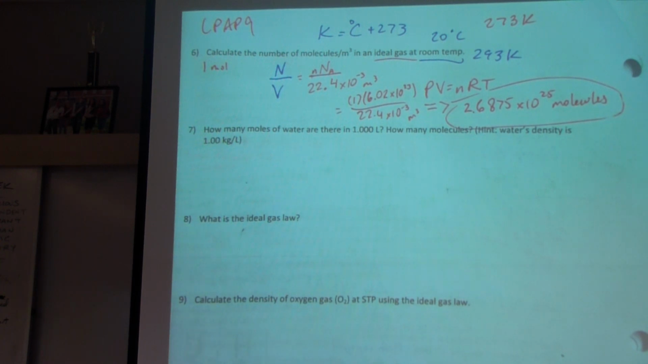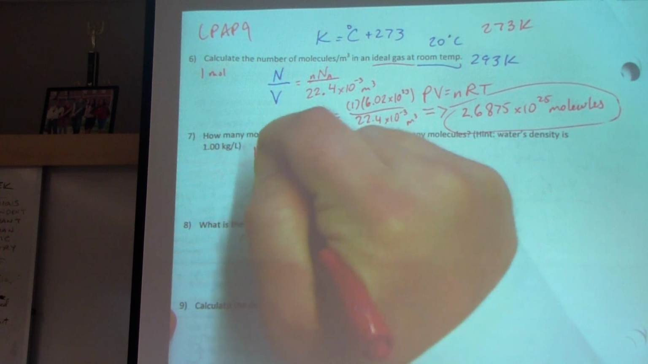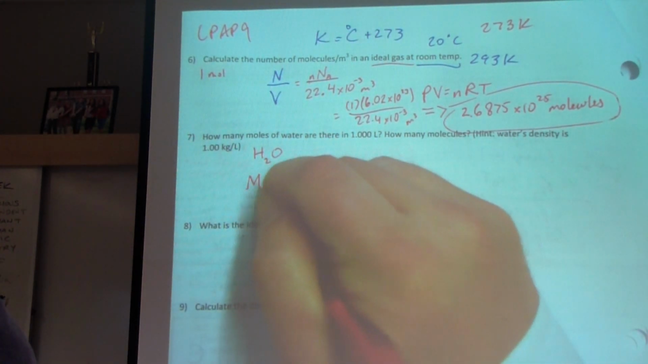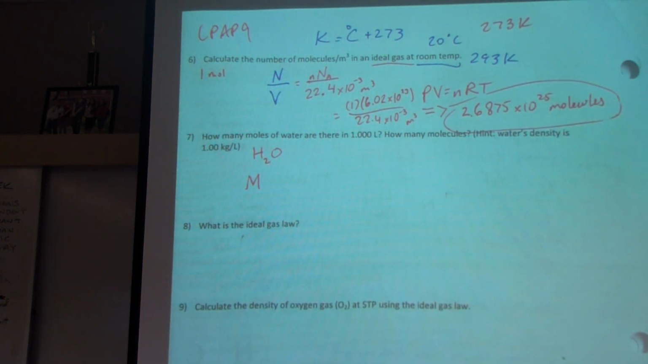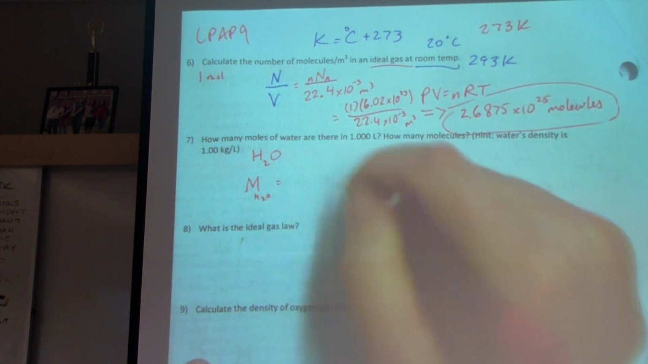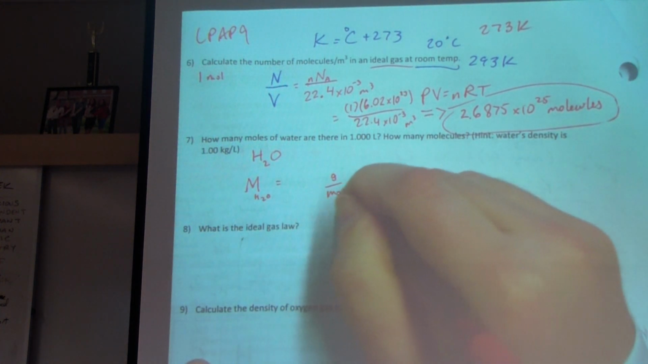I'll give you a clue. Water is also known as H2O. Groundbreaking, I know. Okay. If you want to know this, you should figure out what the molar mass of H2O is. In other words, M for H2O is equal to what? How many grams per mole? Do you remember how we did this?